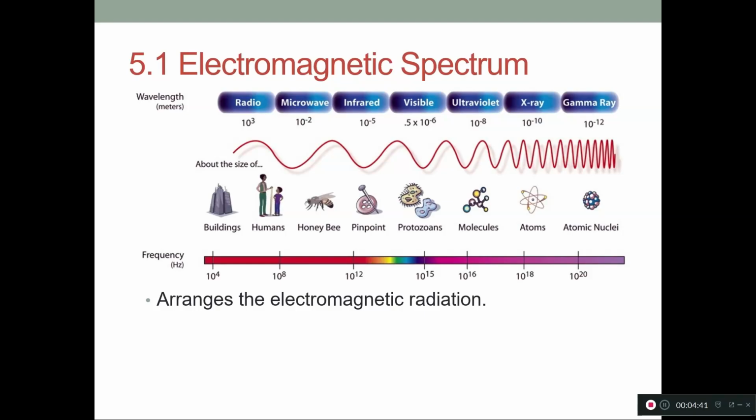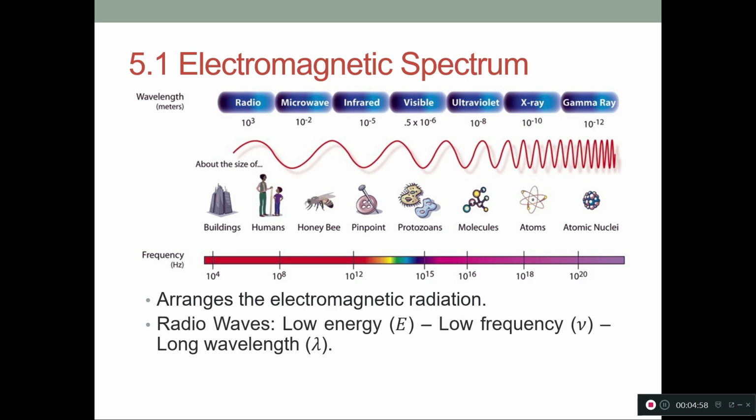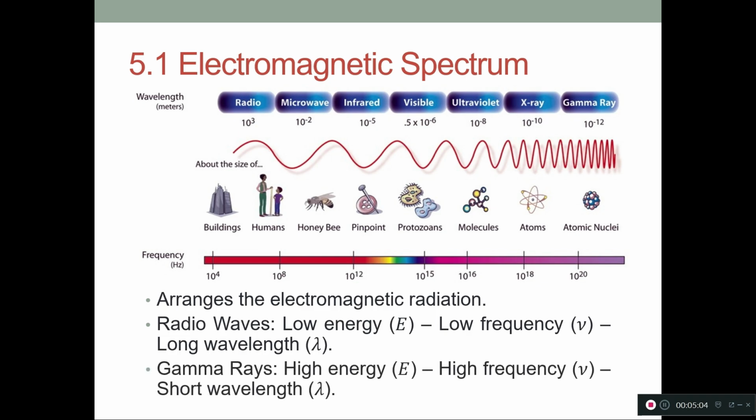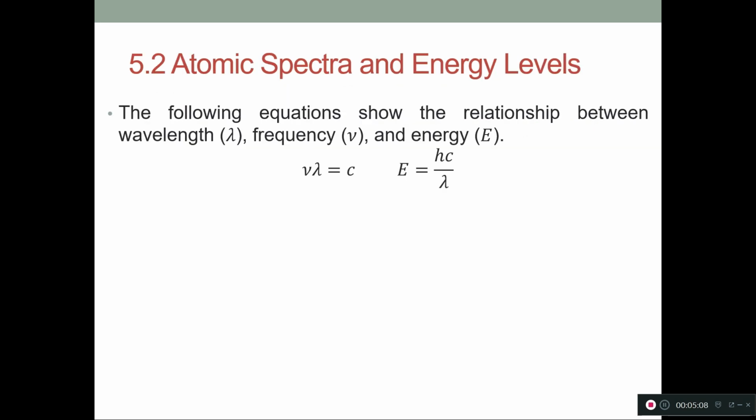In this video, I'm going to talk about atomic spectra. And before we do that, we have to talk a little bit about the electromagnetic spectrum. So the electromagnetic spectrum is just the different wavelengths of light, where the wavelengths will correspond to different energies of the light. So for instance, radio waves are low in energy, they're low frequency, and they have long wavelengths, where gamma rays are high energy, high frequency, and have short wavelengths.